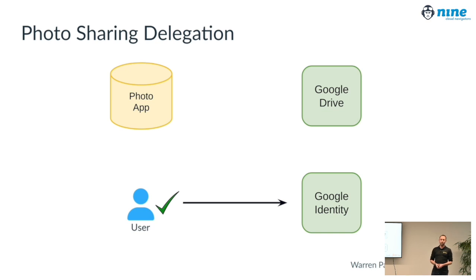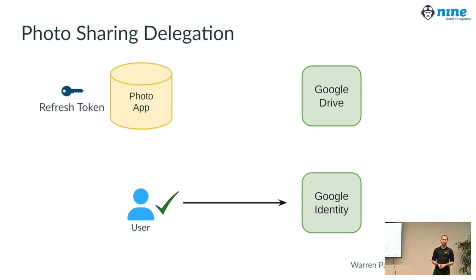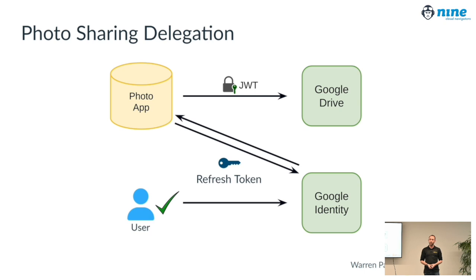Back to the Google Identity Service. Here it will generate a refresh token and grant it to the photo app. This refresh token will be stored by the photo app so that later, when the user is not involved in this flow whatsoever, it can pass the refresh token back to the Google Identity Service, get back an access token to be used with Google Drive. This secondary flow does not include the user.